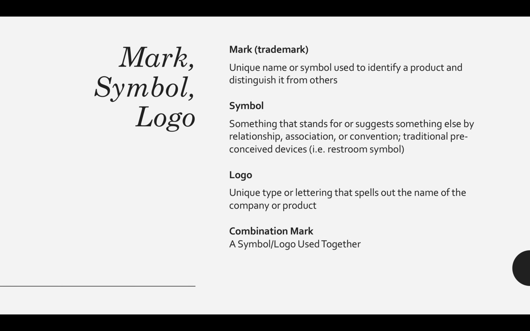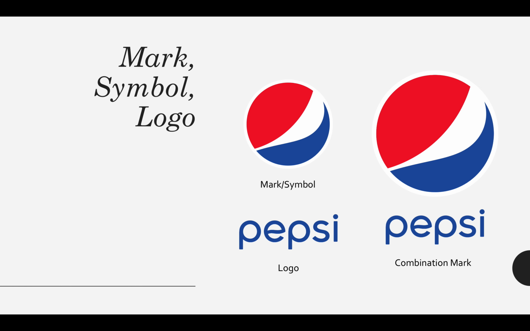And then we talk about the logo, which is the unique type or lettering that spells out the name of the company or product. And then we talk about the combination mark, that is the symbol and the logo used together. So let's take a closer look at that. If we break this down, if we think of Pepsi, the actual little circle here is the mark or the symbol. The logo is the word Pepsi itself in this typeface that we've all come to know really well. And then when we put those together, that is typically what we call the combination mark.